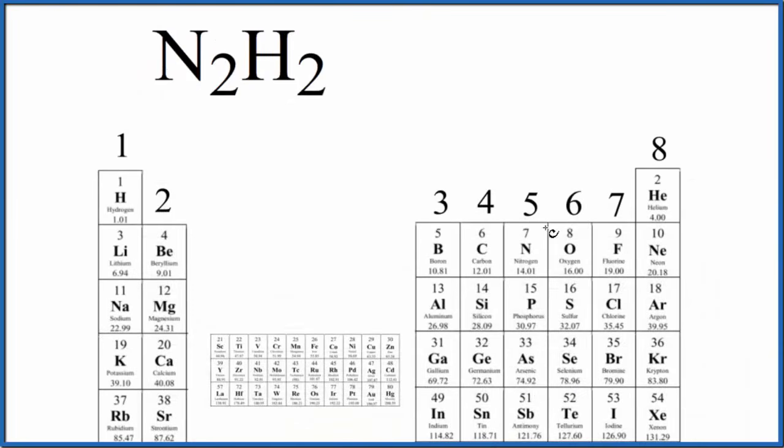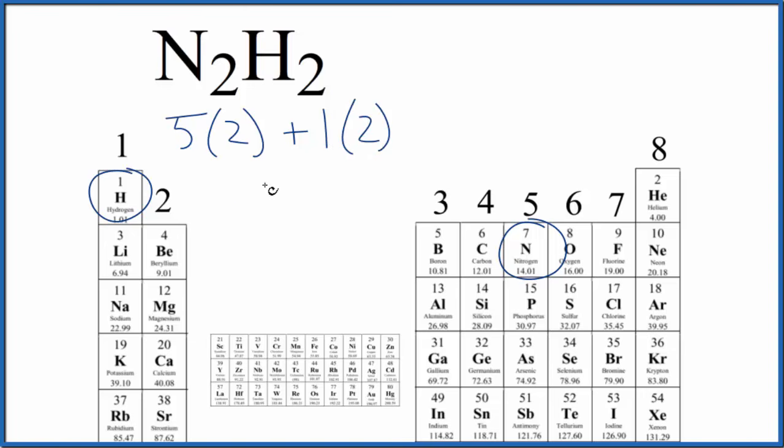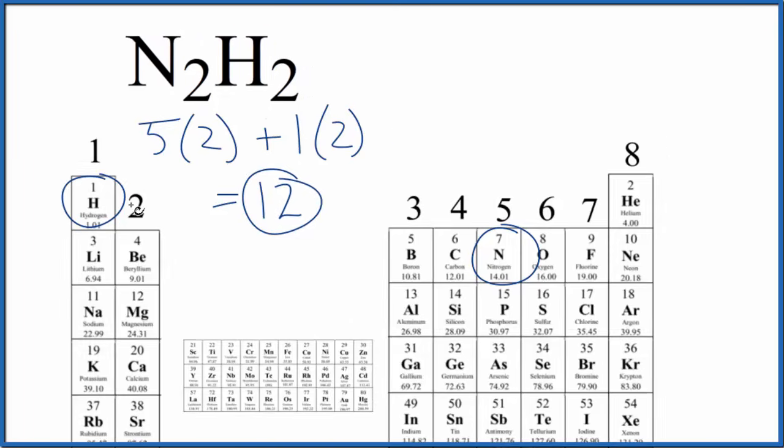We find nitrogen, that's in group 15, sometimes called 5A, 5 valence electrons. We have 2 nitrogen atoms, plus hydrogen right here, group 1. All of these have 1 valence electron, and we have 2 hydrogen atoms. 10 plus 2, 12 total valence electrons for the N2H2 Lewis structure.